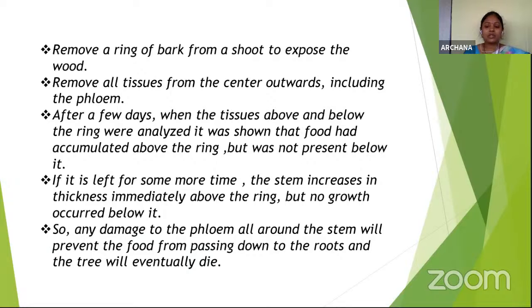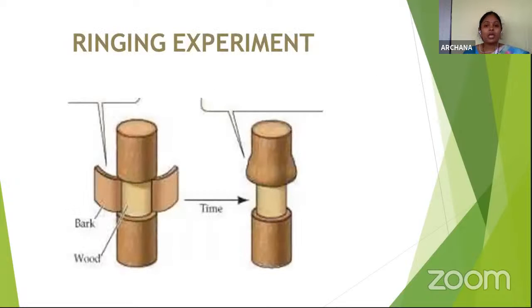And if it is left for some more time, you can see an increase in the thickness of the stem above the ring. See, in this picture we can see an increase in the thickness of the stem above the ring, but there is no increase in the thickness of the stem below the ring. The reason is all the food material got accumulated here, and hence there is an increase in the thickness of the stem.